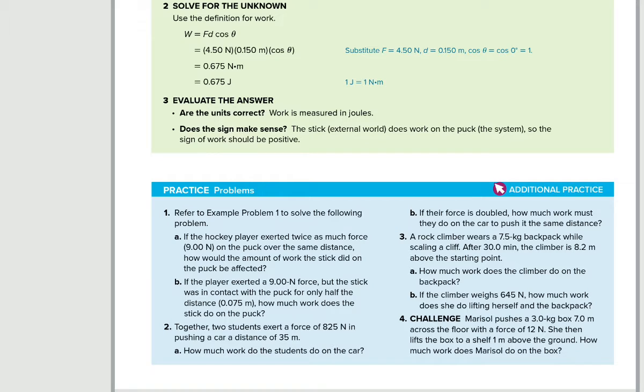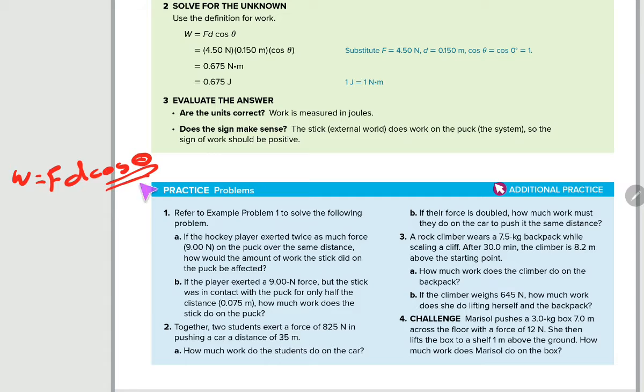Now we have question number 1 in practice problems. Refer to example problem 1 to solve the following problem. A. If the hockey player exerted twice as much force, 9 Newton, on the puck over the same distance, how would the amount of work the stick did on the puck be affected? So if we doubled the force, how would the work change? Work is equal to F d cosine theta.